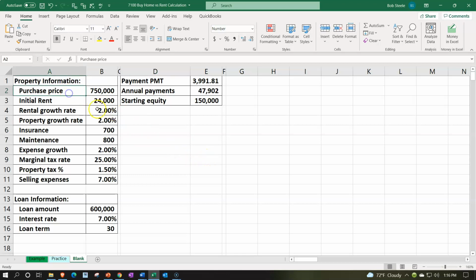So here's our information on the left-hand side. We've got the property information that we're assuming. Purchase price going to be $750. The initial rent we're going to say is $24,000 a year, so $24,000 a year for the rent.